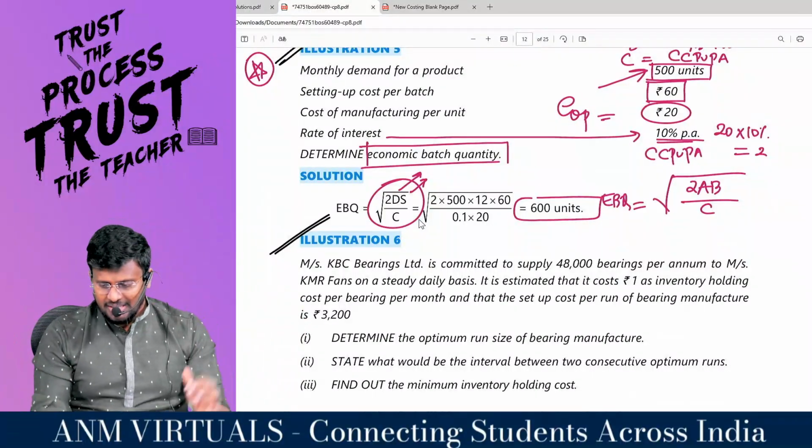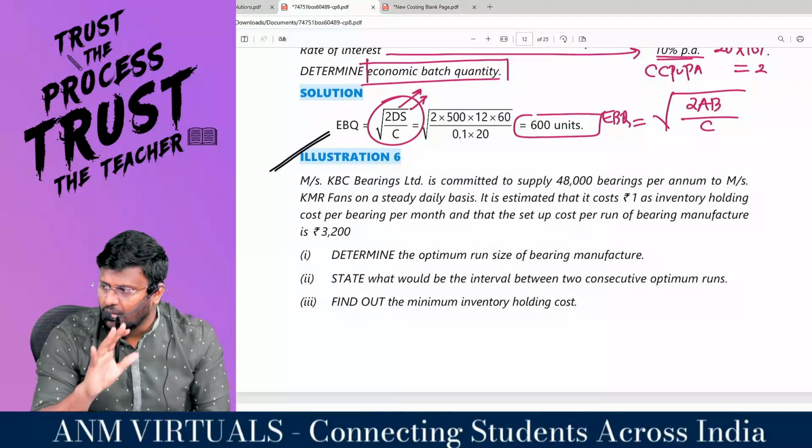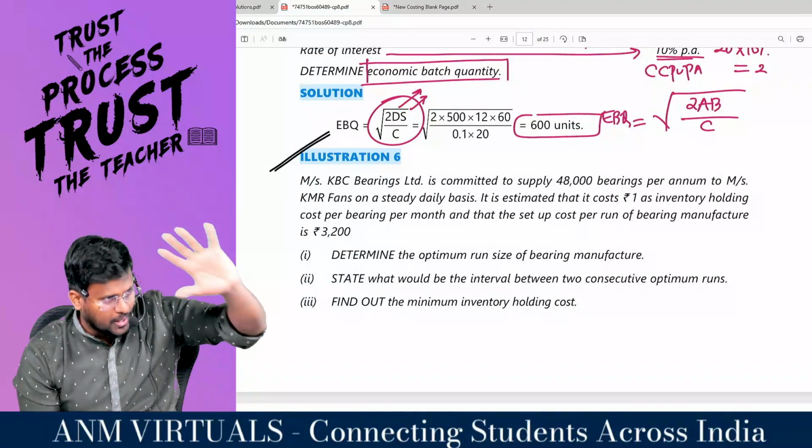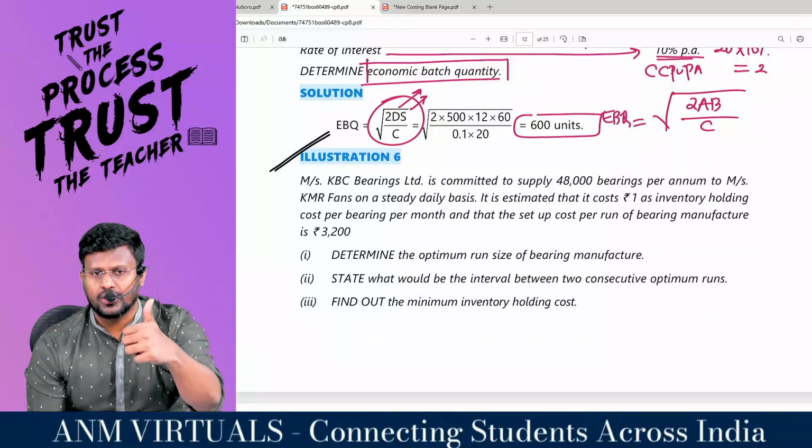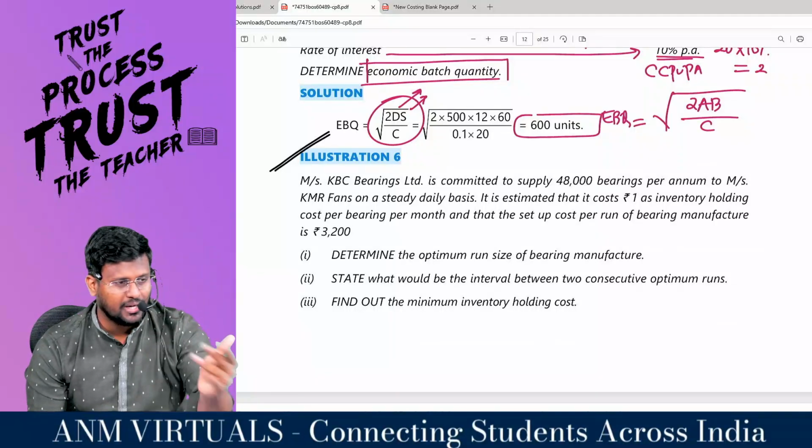Comfortable? Actually, what I have done is explain the concept of what is economic batch quantity. With that, I am going to solve illustration number 6. Actually, I have solved illustration number 6. Now you can enjoy that.